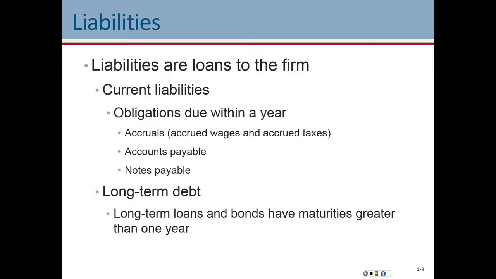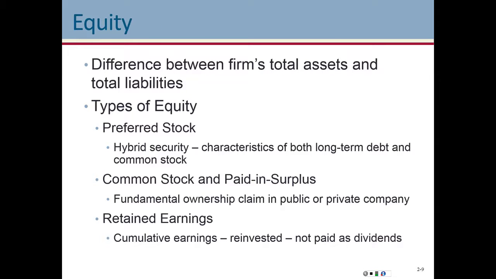So liabilities is what we owe, right? What do we owe within a year? Well, accruals, wages and taxes, accounts payable, notes payable. Long term is more related to bonds if you have a corporation, right? Or long term debt.